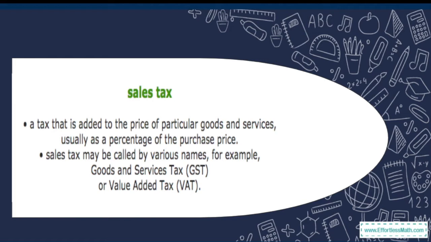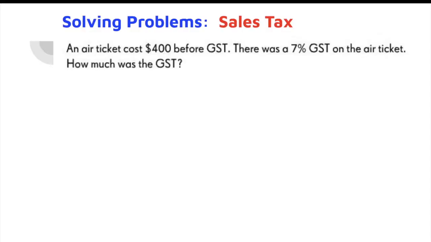This is the tax that is added to the price of particular goods and services, usually as a percentage of the purchase price. Sales tax may be called by various names. For example, goods and services tax, or most commonly known as the GST, or value added tax, or simply VAT. These taxes are usually charged on most of the things you buy and on things people do for you.